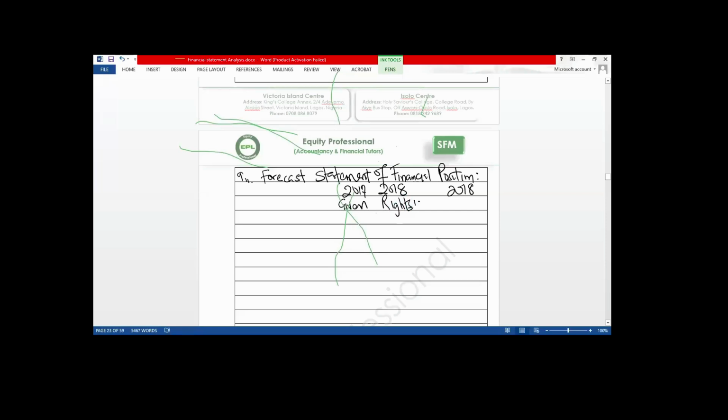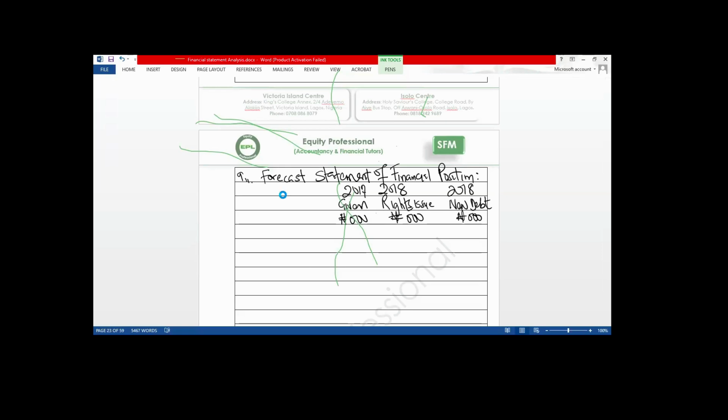Rights issue. Here we talk of new debt. Our Naira sign. Page 1 is for the income statement. Page 2 is for the statement of financial position. Our page 3 is for our workings.